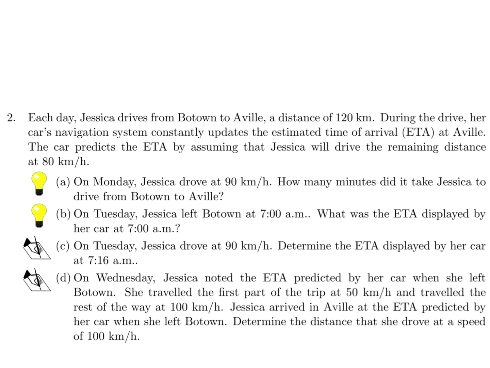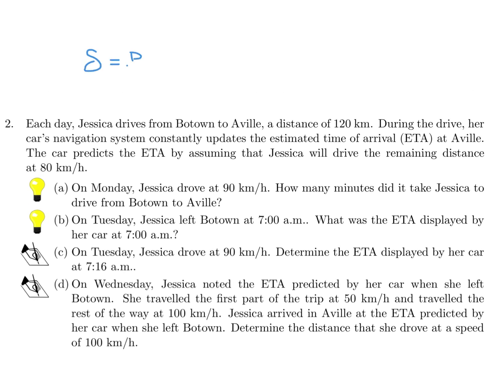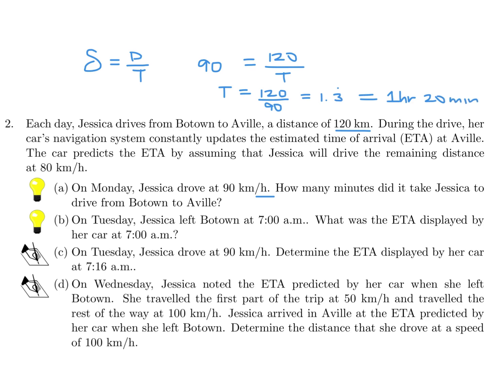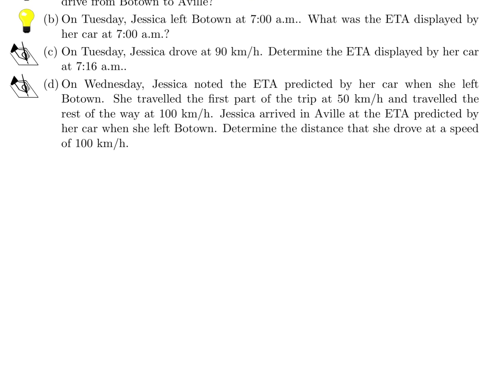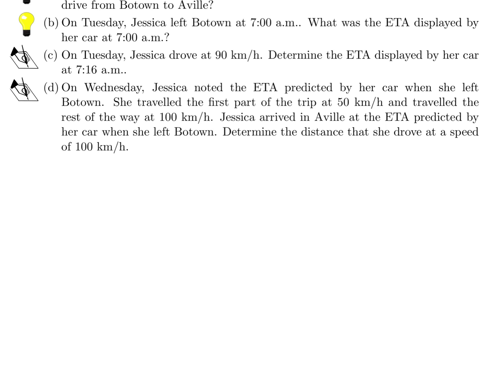Okay, well, the formula throughout this question is speed is equal to distance over time, or any variant of that. So in this case, speed is 90, the distance is 120, and the time is what we're figuring out. This is going to be 120 over 90, which is 1.33 repeating hours, so if you convert it to minutes, it'd be 1 hour and 20 minutes. So that takes care of part A. Part B, on Tuesday, Jessica left Bowtown at 7 a.m. What was the ETA displayed by her car at 7 a.m.?